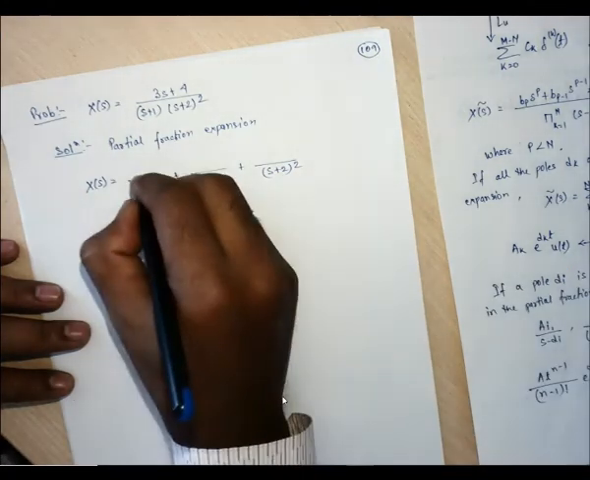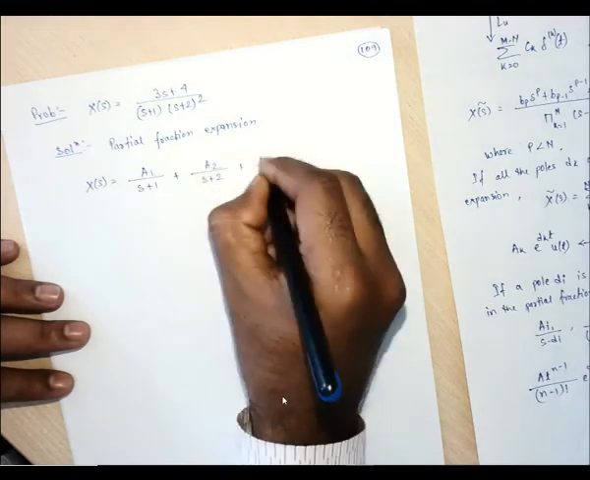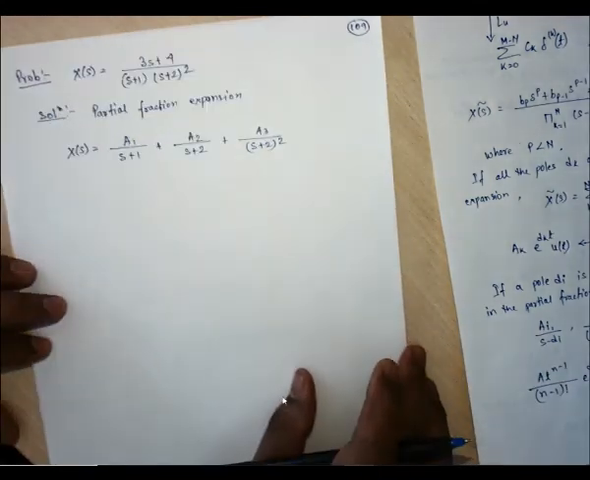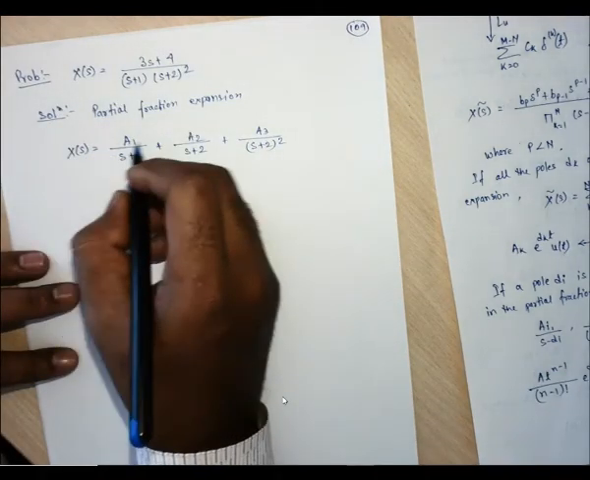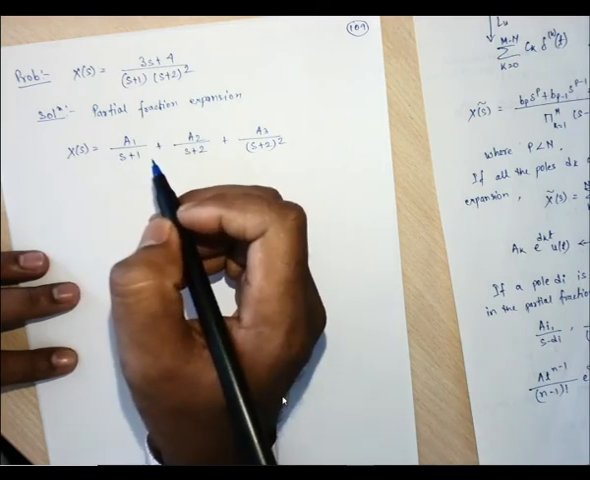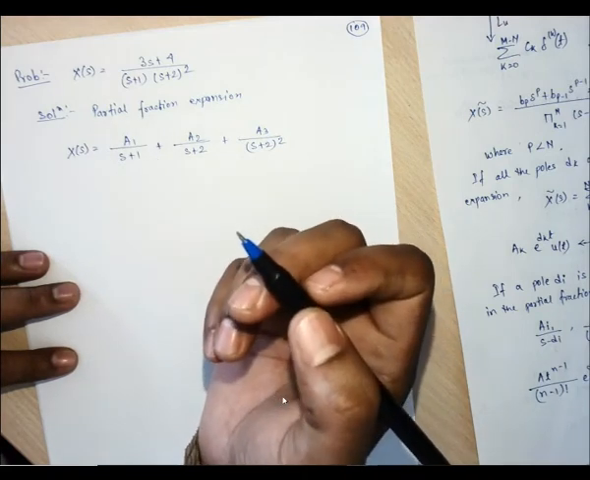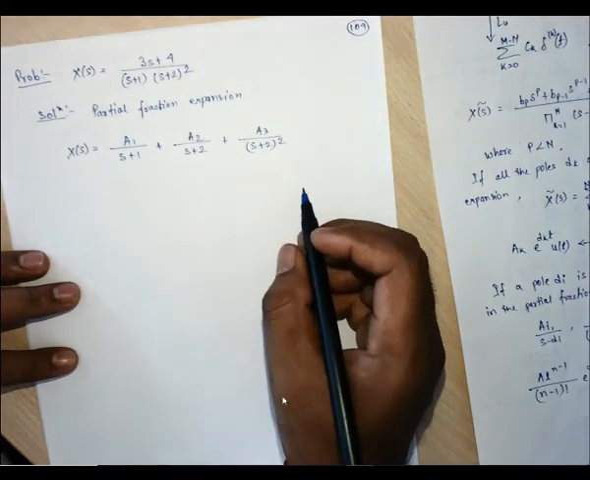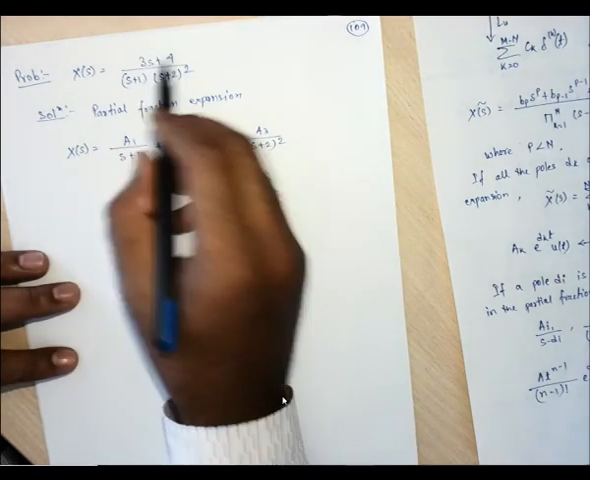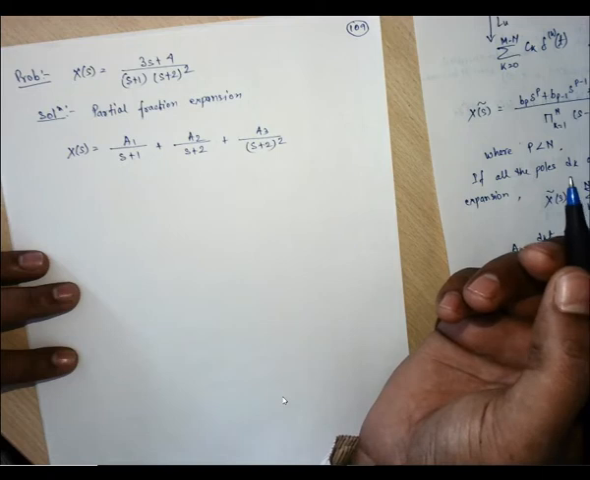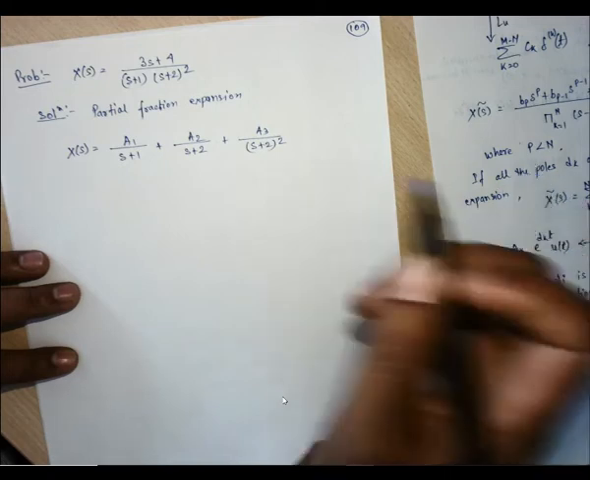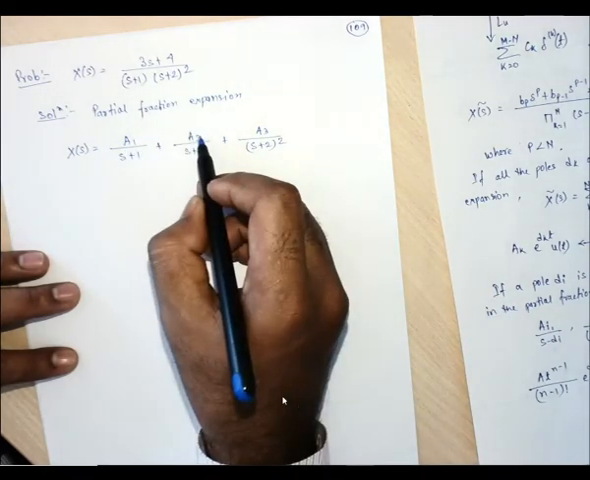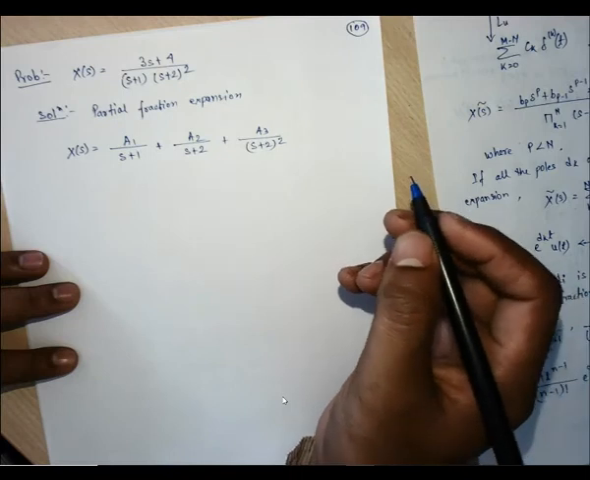So what are the constants? Let us write the constants as a1, a2 and a3. We need to find the values of a1, a2, a3 depending upon the numerator. How do we find them? We can find them by the method of residues. Because we need to get 3s plus 4 in the numerator, if you take the LCM, we are supposed to get this. Then according to the terms that come, we find a1, a2 and a3.